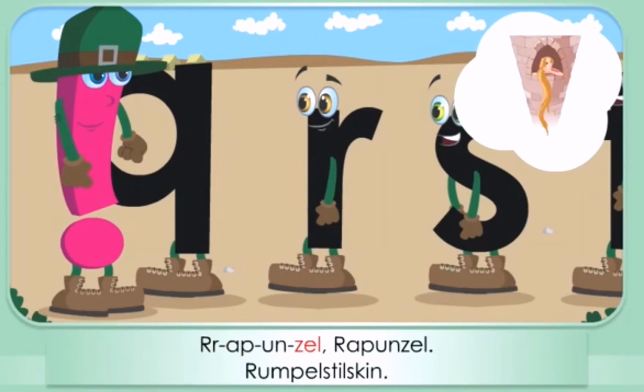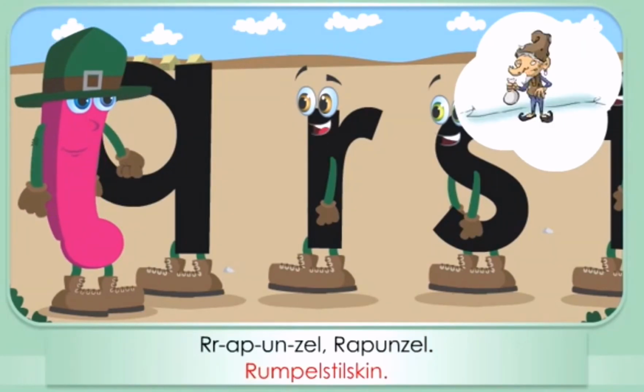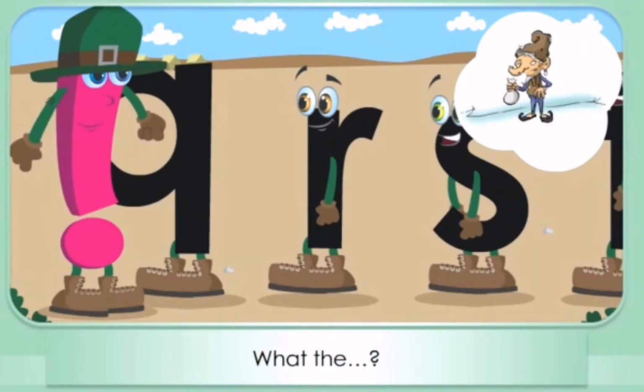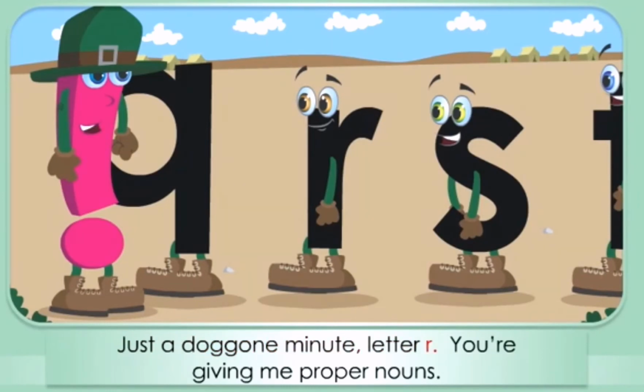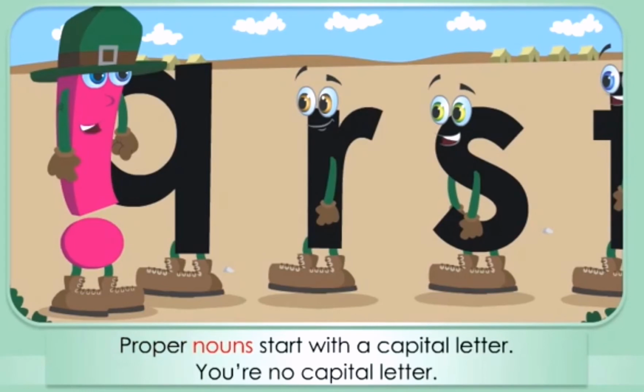Rapunzel. Rumpelstiltskin. What the? Rumpelstiltskin. Just a doggone minute, letter R. You're giving me proper nouns. Proper nouns start with a capital letter.